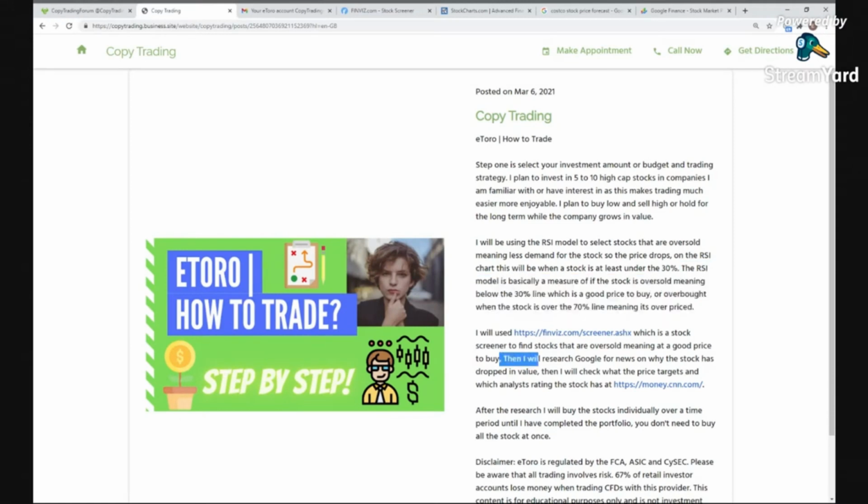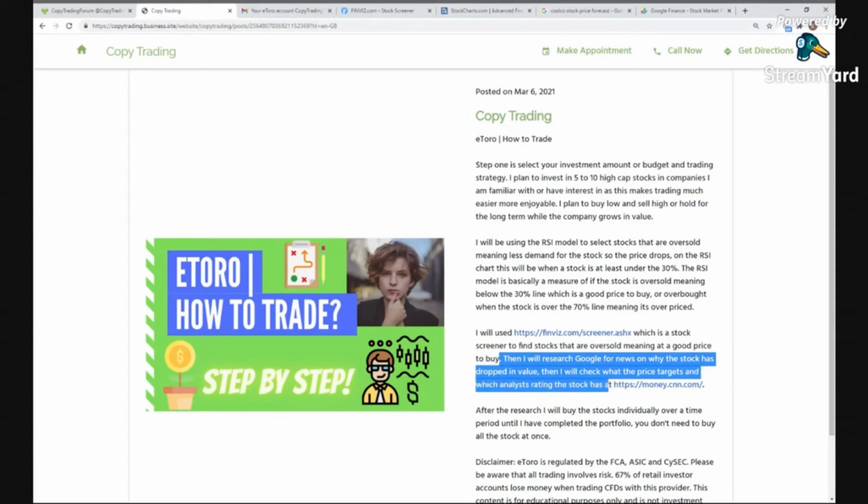Then I will research Google for the news on how the stocks have dropped in value, why the stocks have dropped in value, why it is a good price, and then I will check what the price targets are and what the analyst ratings for the stocks are at money.cnn.com. Okay, so I go through all of this, and then we do the process live ourselves and go find my first stock for this profile.